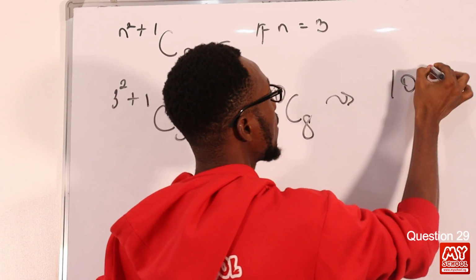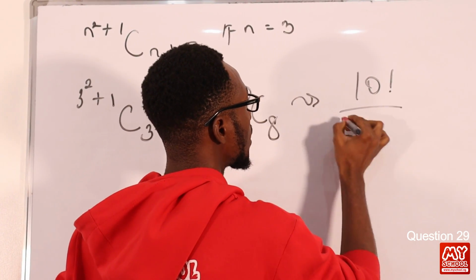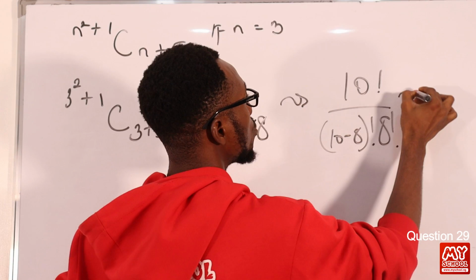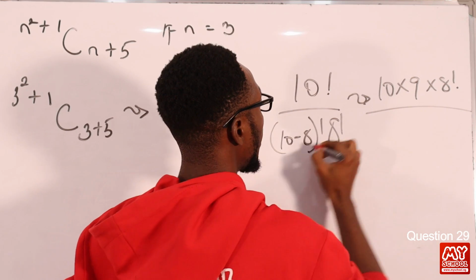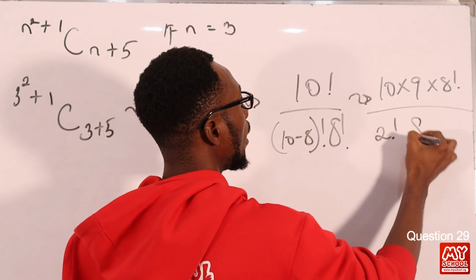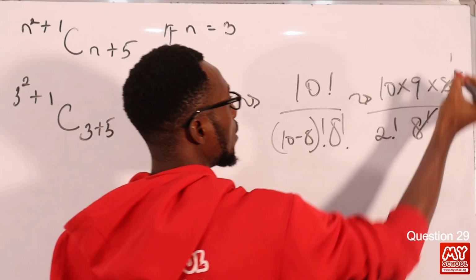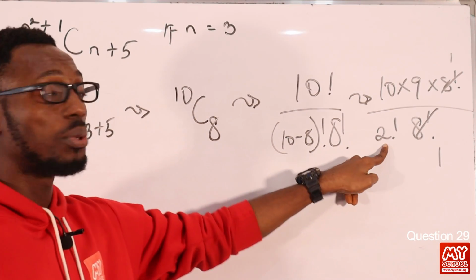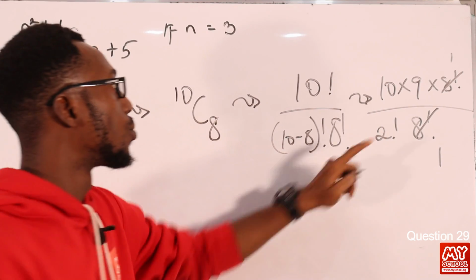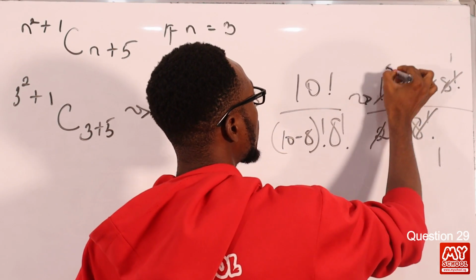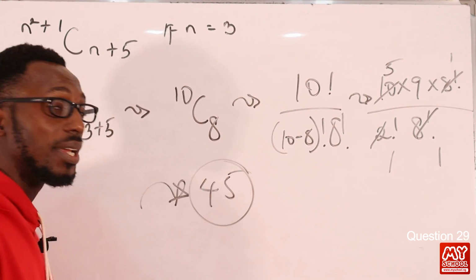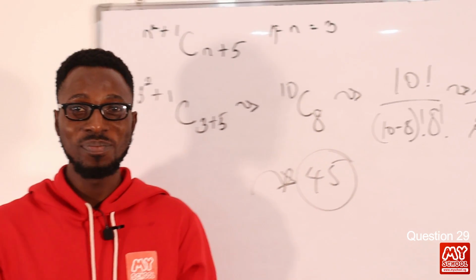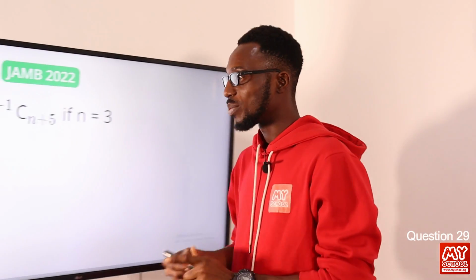So this is basically 10 factorial over 10 minus 8 factorial, 8 factorial. So I have 10 times 9 times 8 factorial over 10 minus 8, that is 2 factorial, times 8 factorial. So this cancels this. I know that 2 factorial is 2 times 1, and that is still 2. So I have 2 here, 1, 2 here, 5. So 5 times 9, I have 45. Very easy. So the solution is actually 45. Let's check that again. We have that with option B. So option B is the right option.